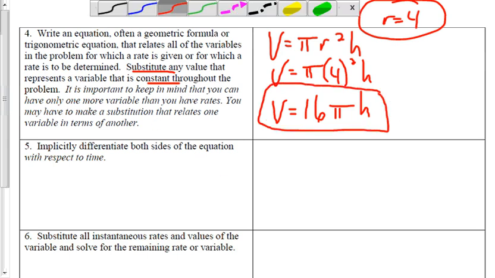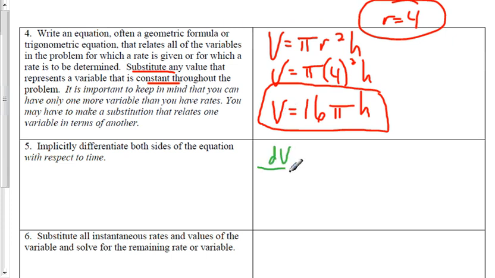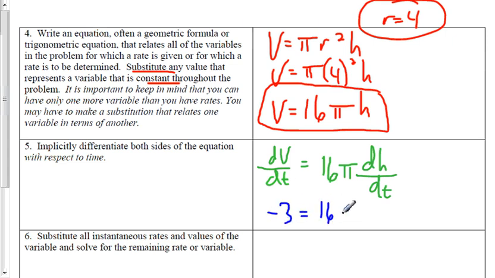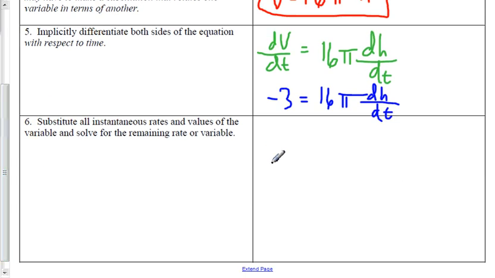Okay, and now let's implicitly differentiate. So the derivative of V is 1, but with respect to time it's dV/dt. The derivative of 16 pi h is just going to be 16 pi, because the derivative of h is 1, but then I got to take dh/dt. And now let's substitute in what I know. I know dV/dt we said was negative 3, equals 16 pi dh/dt. And now I can solve this for dh/dt, which is what I'm trying to find.